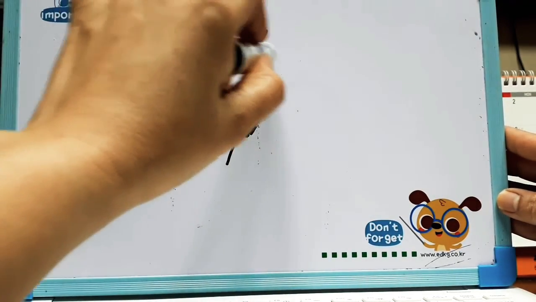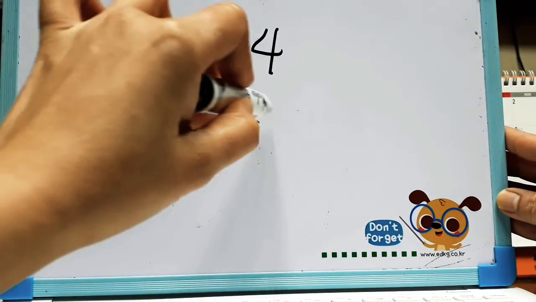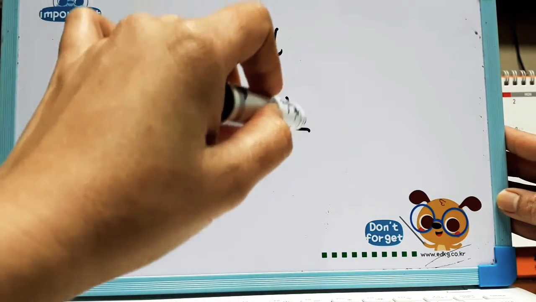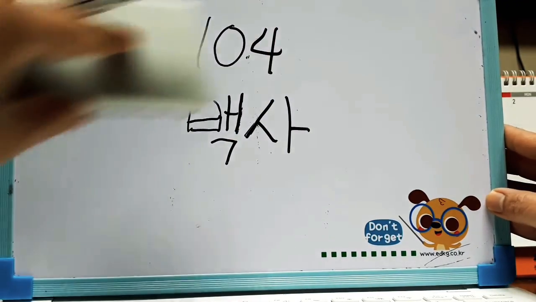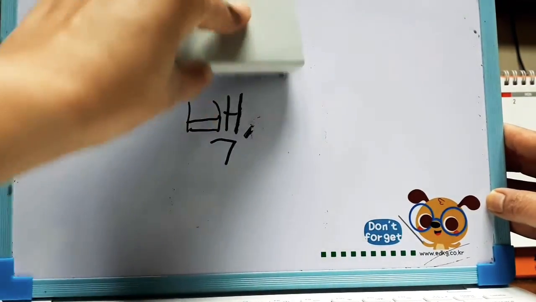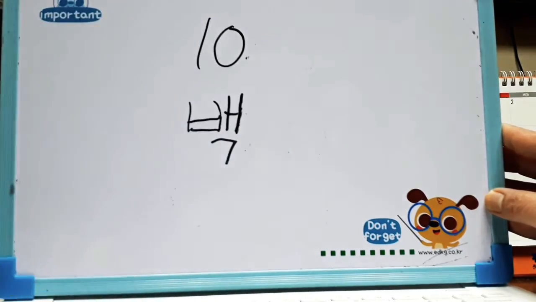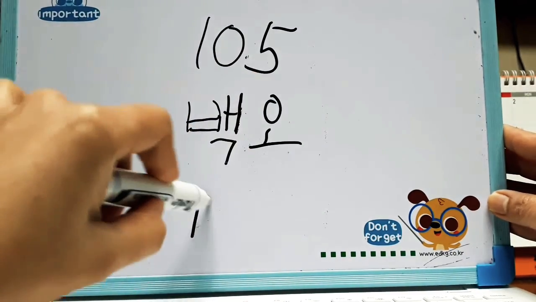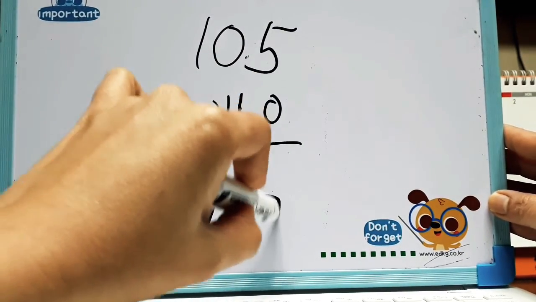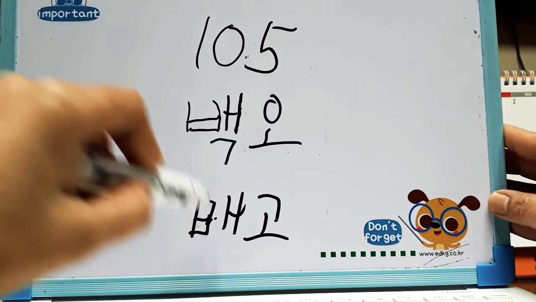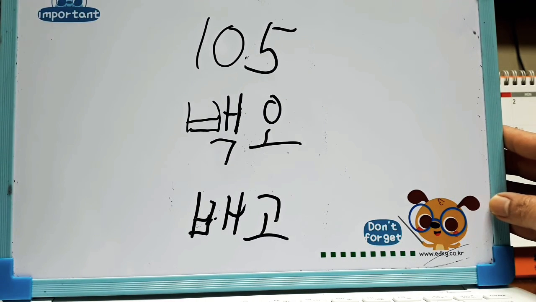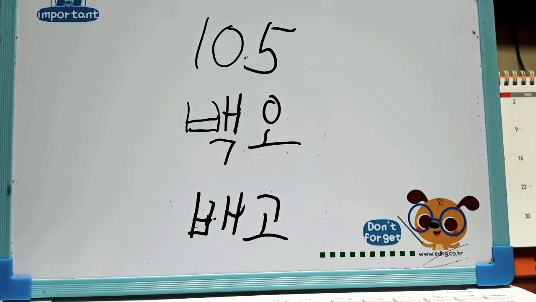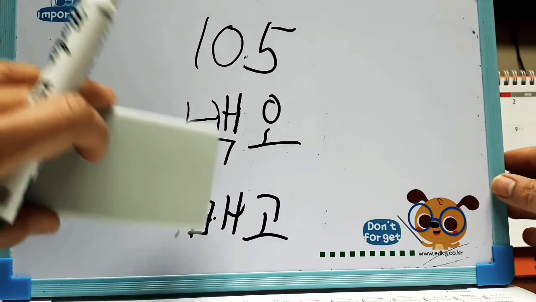So, 103. This time, 104. 4 is sa. Okay? So, bek sa. Bek sa. But this time, 105. 5 is o. Okay? 5 is o. So you say bego. Bego. Okay? When you pronounce it, bego. Bek-o, and when you say it faster, bego.